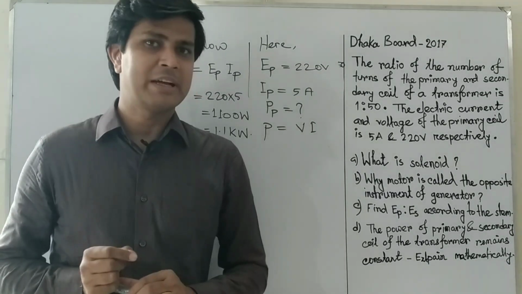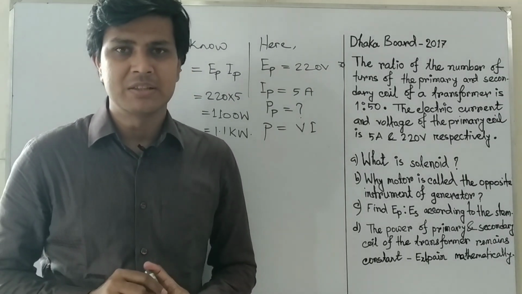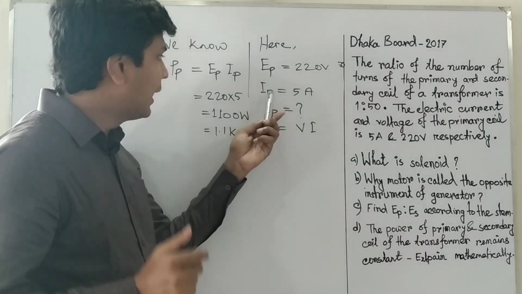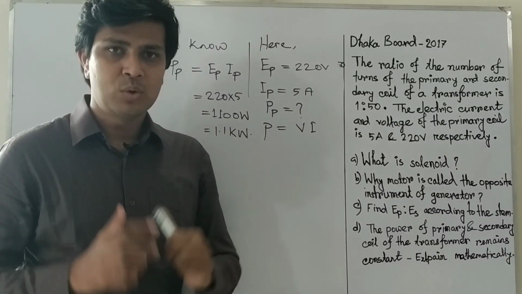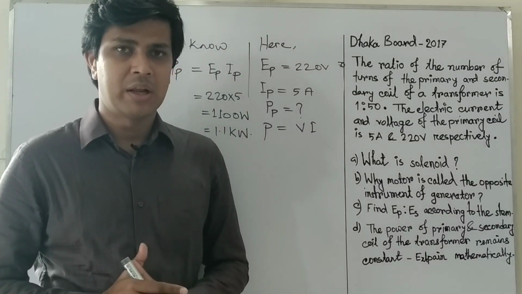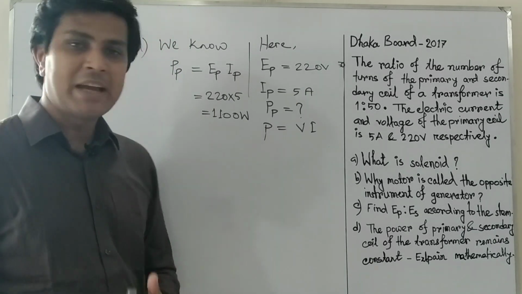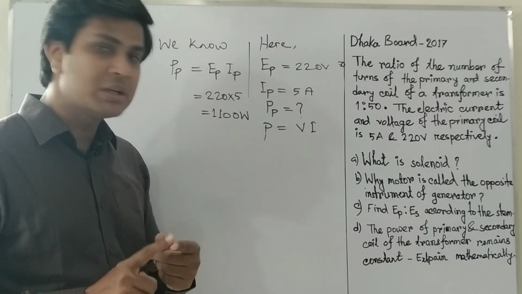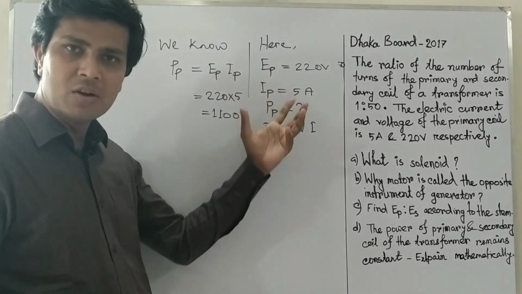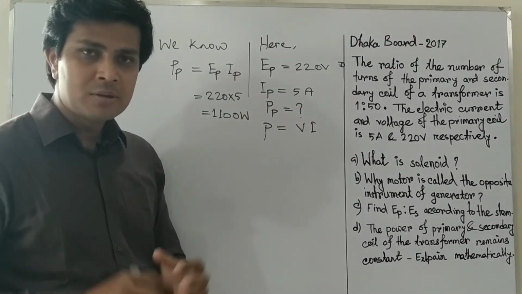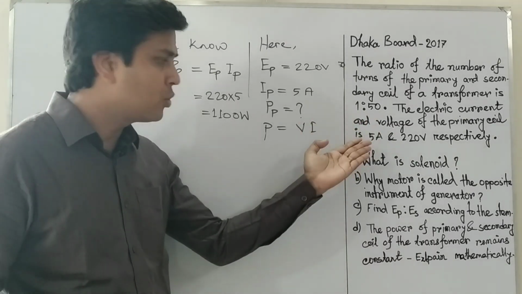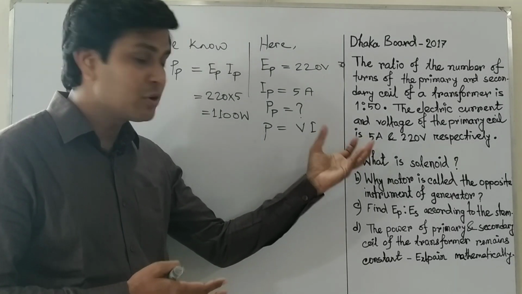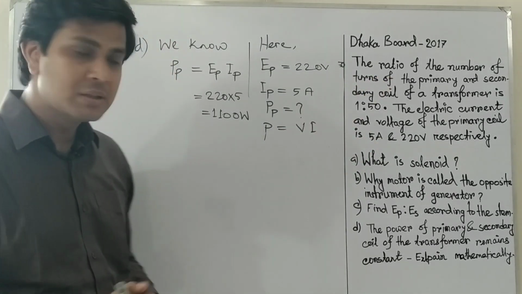Now we have to calculate the power of the secondary coil. To calculate the power of the secondary coil, we need two quantities: the voltage of the secondary coil and the current of the secondary coil. But in the given information, there is no IS and ES. So we have to calculate them from the given information.